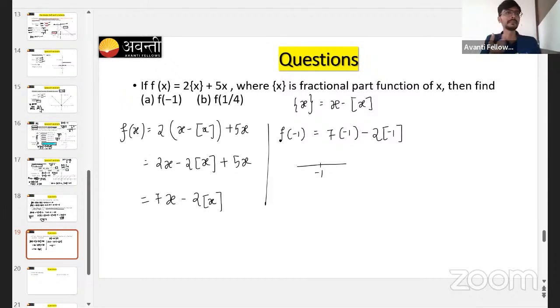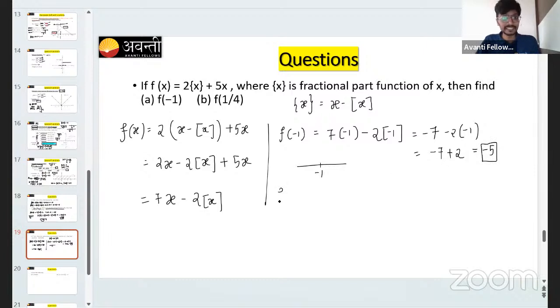-1 का इंटीग्रल पार्ट क्या होगा? If you think logically, -1 का इंटीग्रल पार्ट क्या होगा? खुद -1. So this is basically 7 into -1 is -7 and -2 into -1. Please don't make a mistake in sign. -7 plus 2, which is equals to -5. Very simple. Answer is -5.